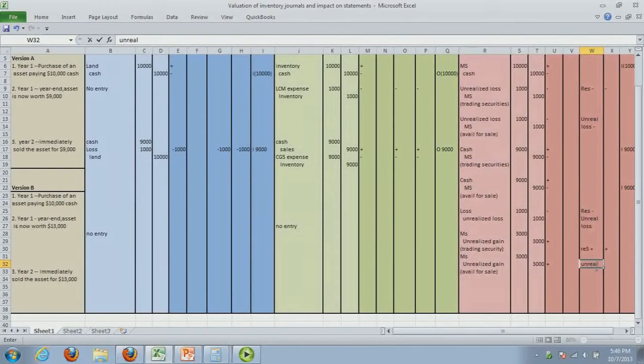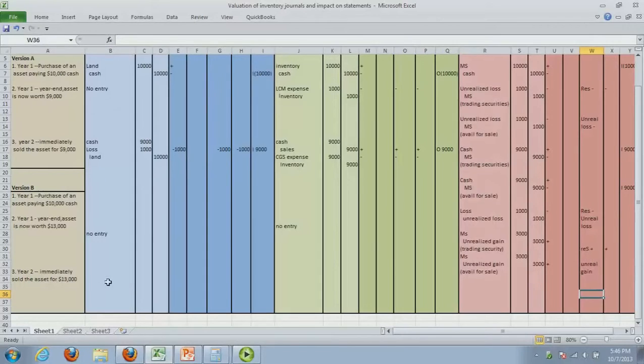If I can type it, unrealized gain would be recognized. And of course there's no impact on net income or cash. Okay, so it's either retained earnings for trading securities, plus or minus, or it's the unrealized gain, which is under stockholders' equity but is not retained earnings for available for sale.